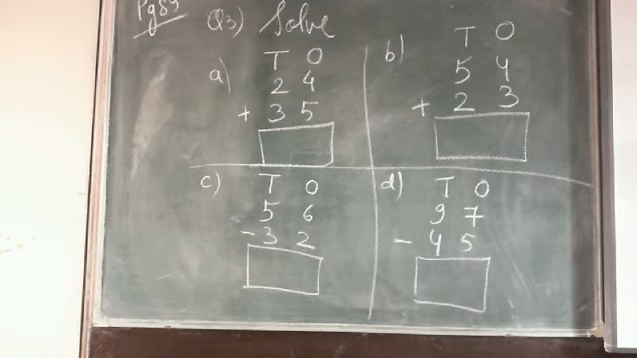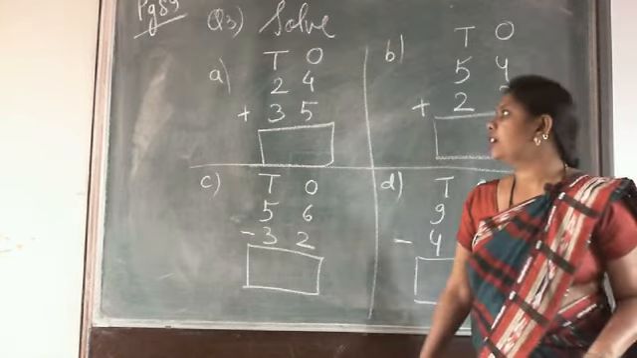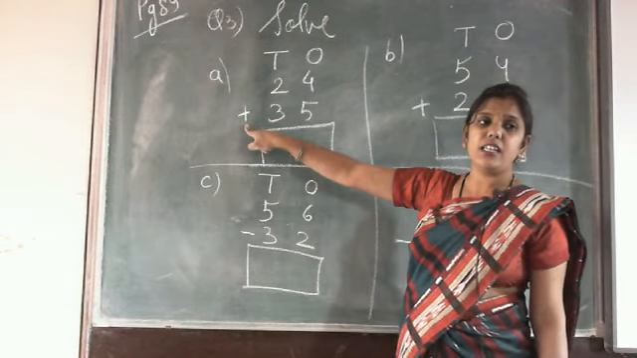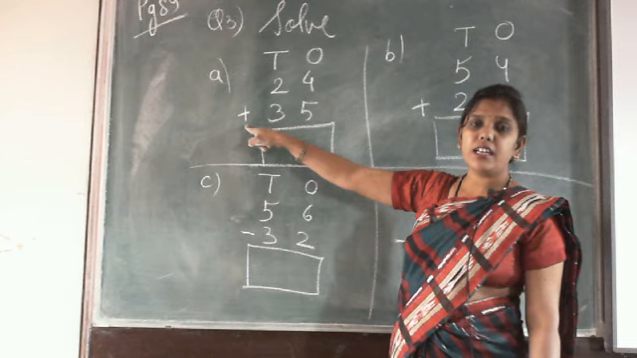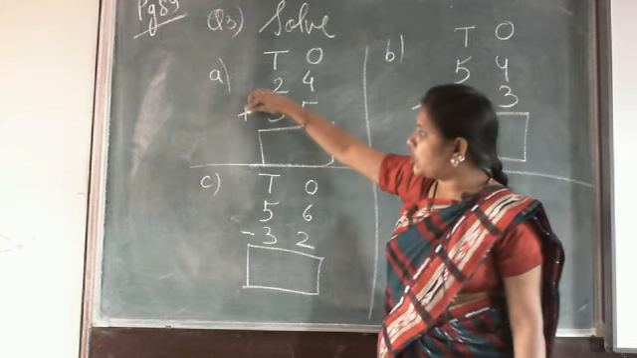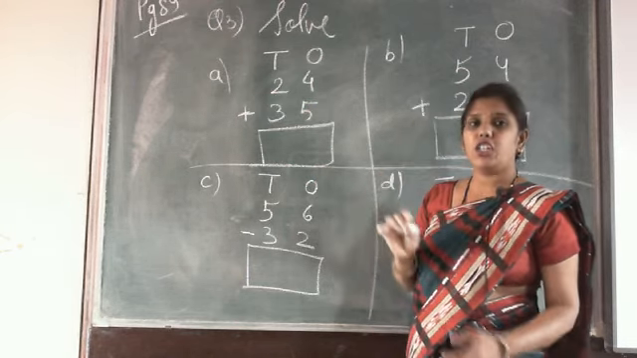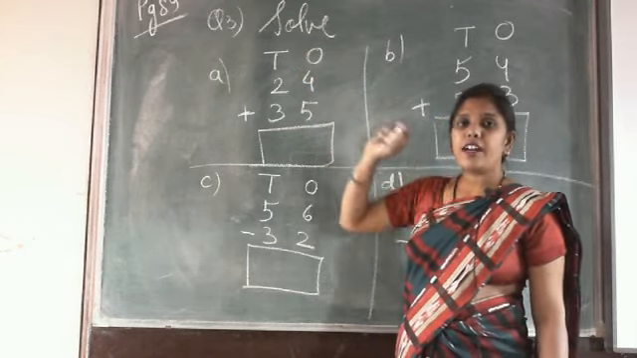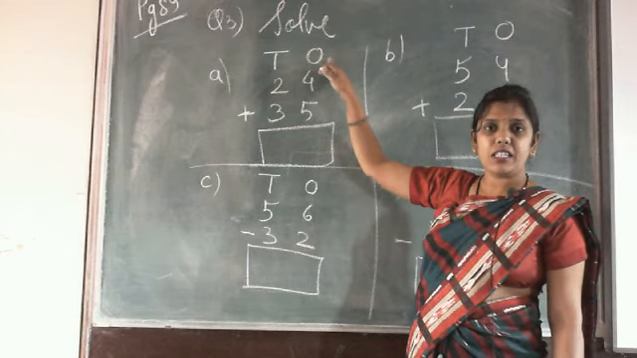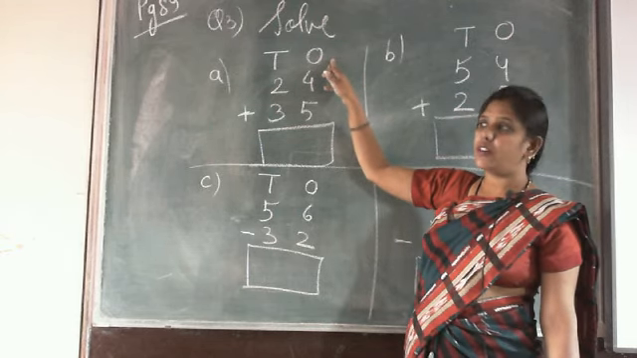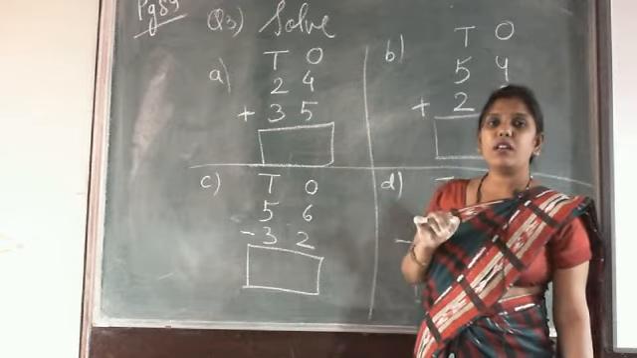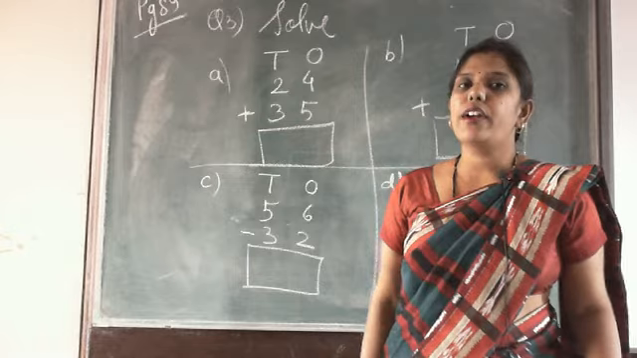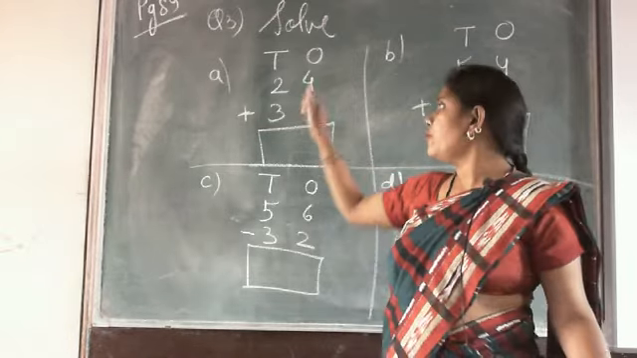Okay. Now first we will solve A. So here what is the sign? It is the sign of addition, plus. So always we start solving a question from its ones place digit. So first identify the ones place numbers. Ones place digit is 4 and 5. So add 4 and 5.